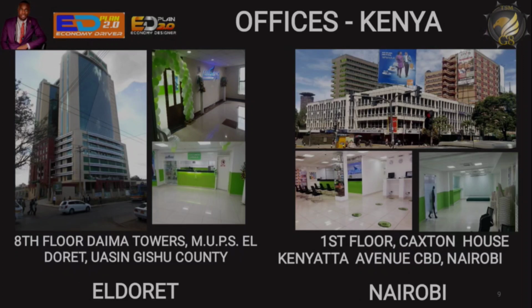And the other office, our second headquarters, is in Eldoret, Uasin Gishu County. That is 8th floor Daima Towers, in Eldoret, okay? So those are the two offices that we have. We started with the first office in Nairobi, and then we were able to expand to Eldoret. That tells you that the business is booming in Kenya and it is still growing.